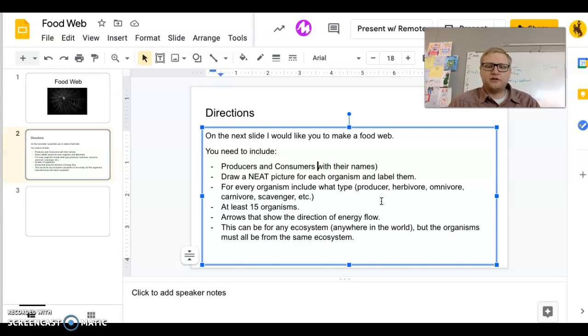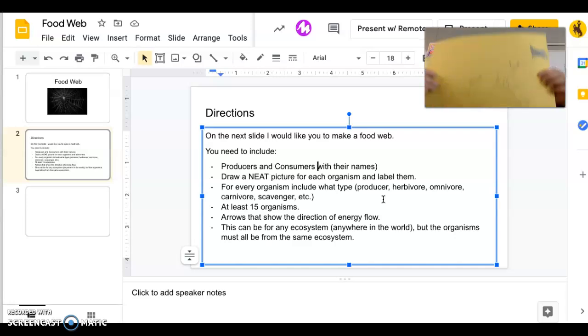You need arrows that show the direction of energy flow. So remember, if a cow eats grass, the energy goes from the grass to the cow, not the reverse. So your arrow needs to be pointing from grass to cow, not cow to grass. As you can see here, it is a food web. This is an example from one of the other fifth grade classes.